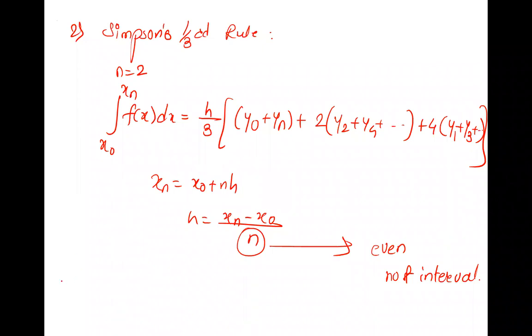Means either you can use 2, 4, 6, 8. But in trapezoidal, there is no such choice. You can use any number, 1, 2, 3, 4, whatever. But for Simpson's 1/3, you should choose an even number. Please remember.